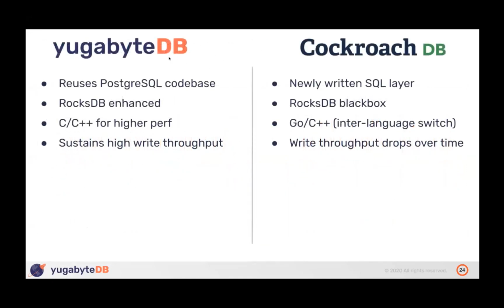Some of the things that we see from here: we'd already seen PostgreSQL code-base reuse, and some of the other things you see here are the RocksDB enhancements and the fact that we're using C and C++, a single-language code base, versus CockroachDB using a black box RocksDB and a Go-C++ interlanguage switch at runtime. That would contribute to the performance difference. This is our guess based on what we understand. Again, we're going to dive into more details on the architectural aspects and the changes inside RocksDB that yield some of this. We're going to look at a few of these in the next section.